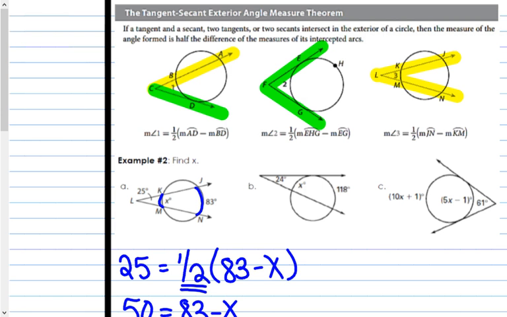If you have any questions, please write them down in your notes. We will do the rest of these problems in class together, as well as a graphic organizer that kind of summarizes all of these theorems.